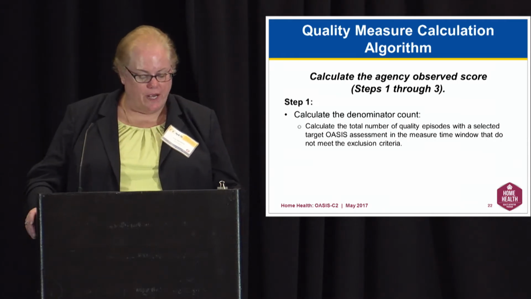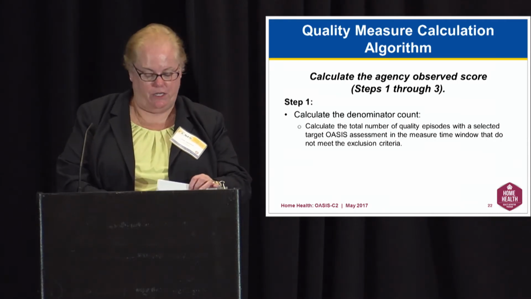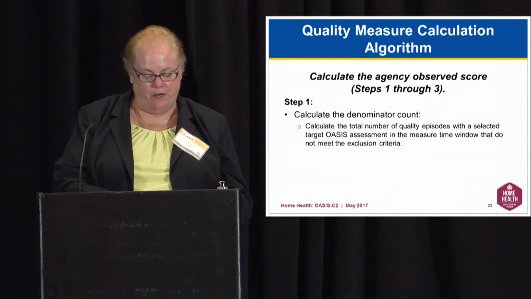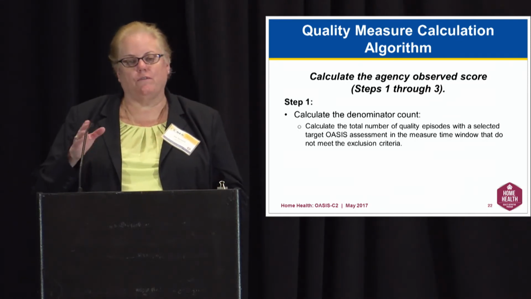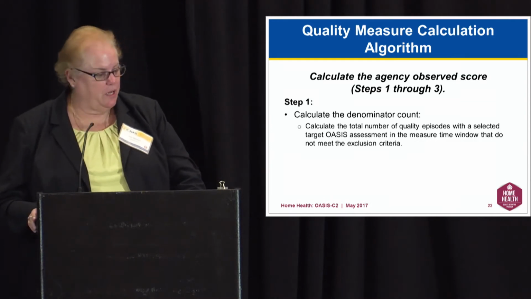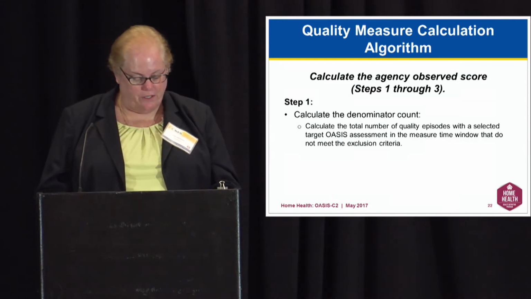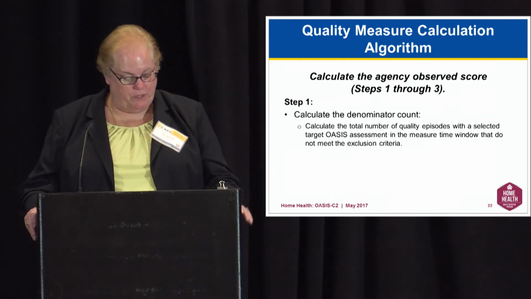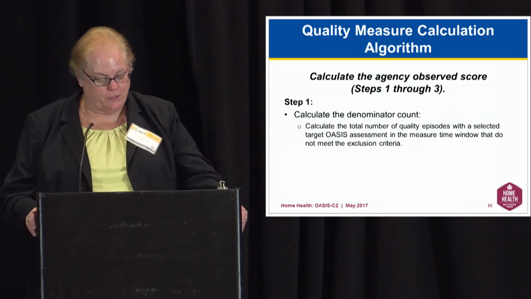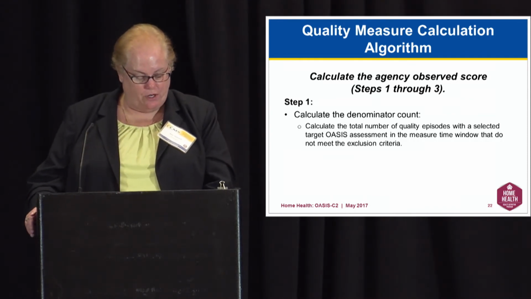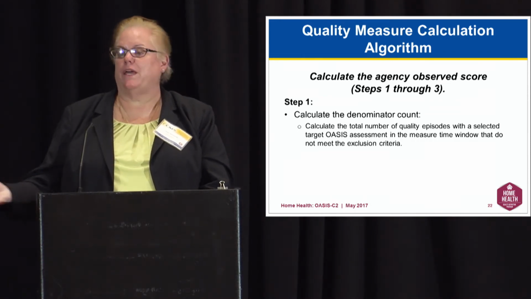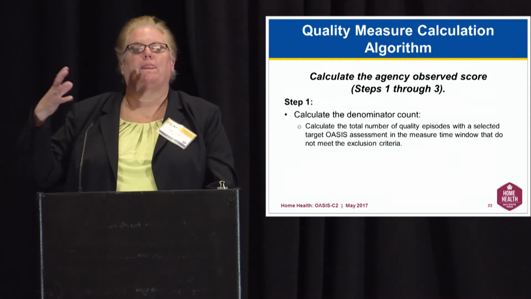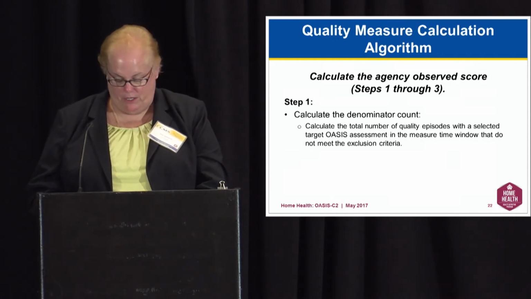All right, so if you wanted to calculate and understand the calculations behind the algorithms, there are a variety of steps that you would need to do. Step one is to calculate the denominator count, which is the total number of quality episodes with a selected target OASIS assessment in the measurement time window that do not meet the exclusion criteria, meaning they can be included. So these are the group that can be included.